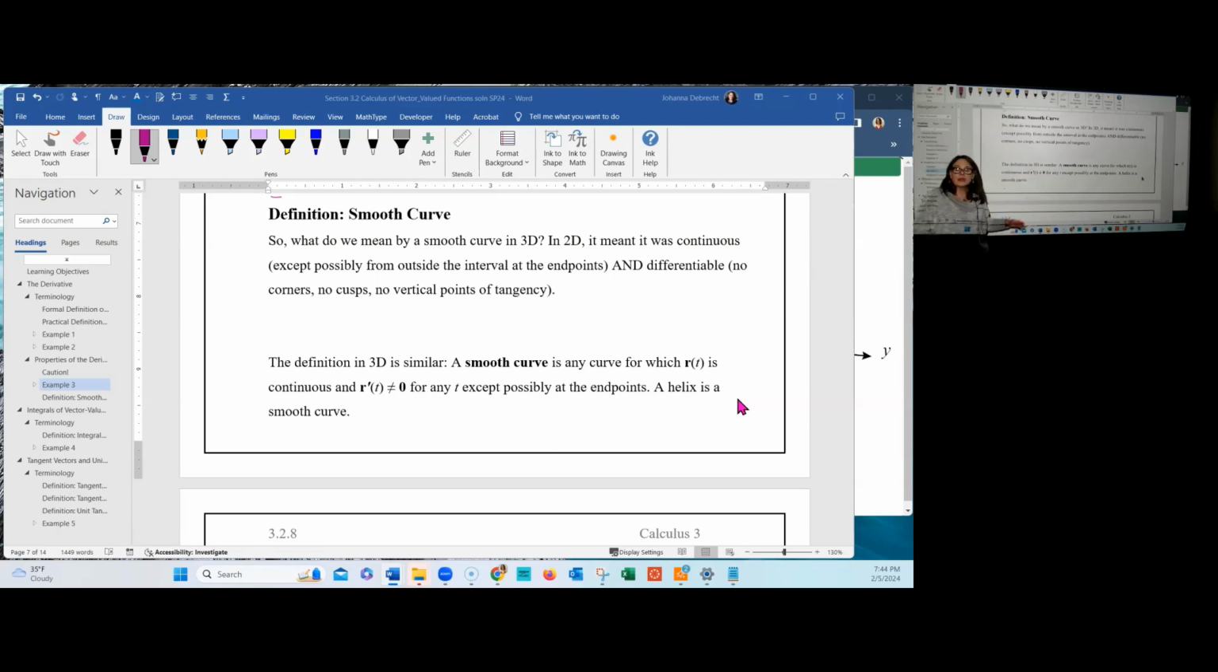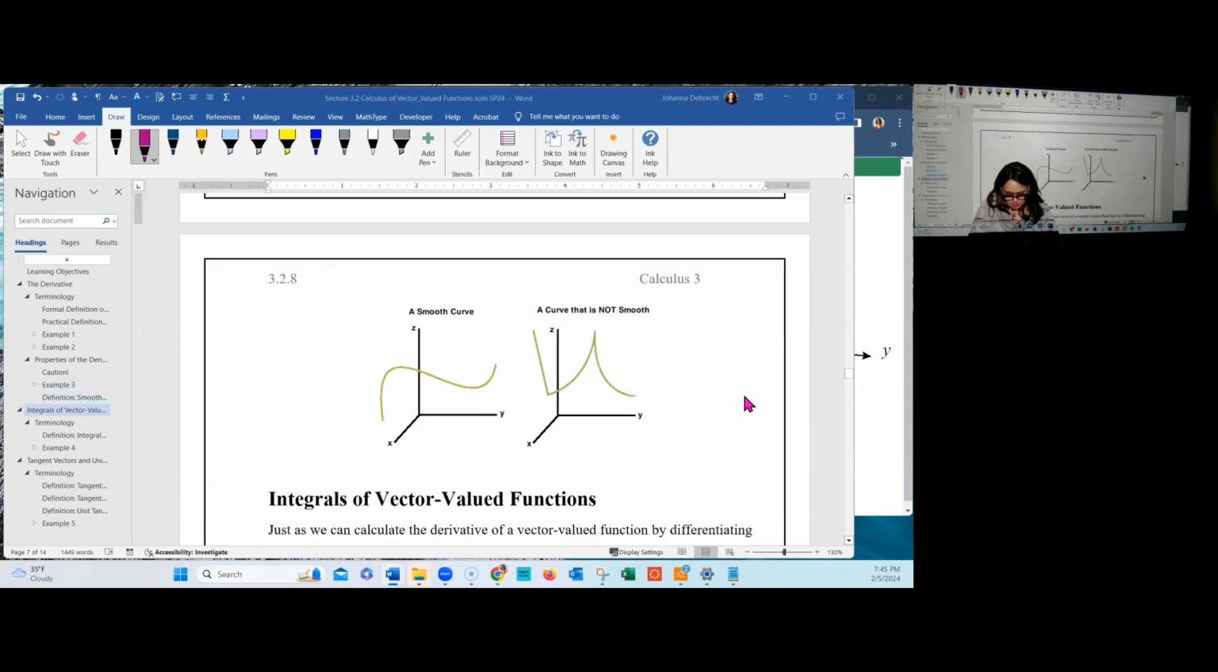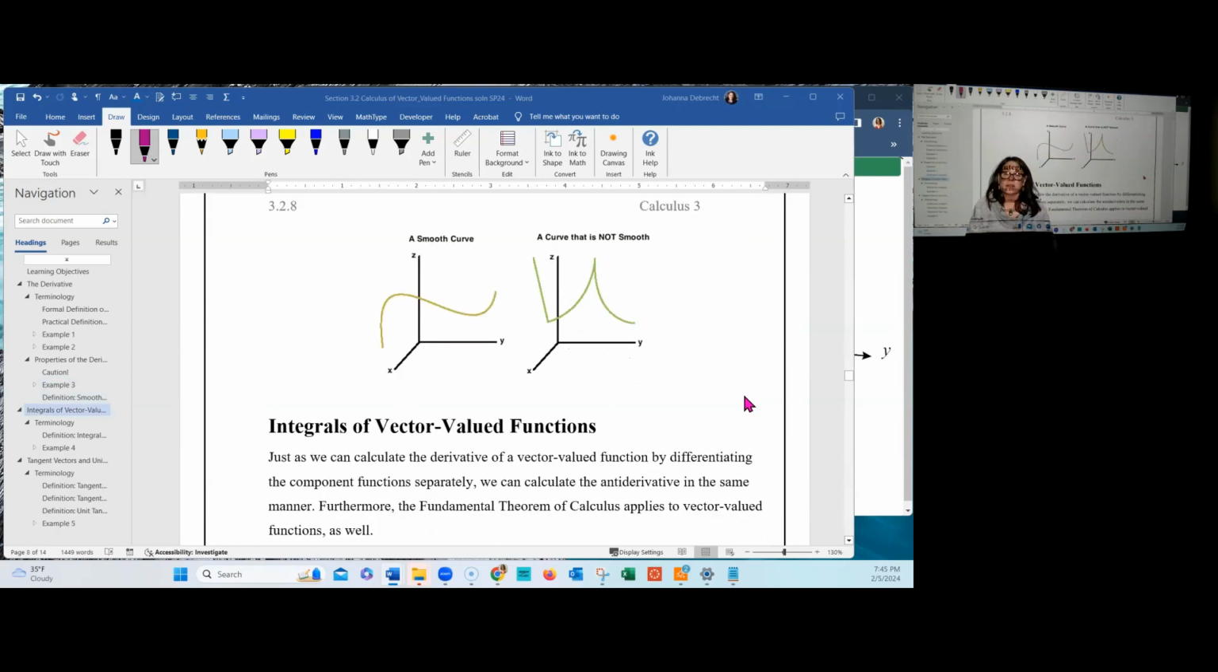So an example would be a helix or a slinky. If you think about it, the slinky is smooth, right? There's no pointy parts to it. So we have a good idea of what we mean if we're looking at a picture. It's a little bit more complicated to make it mathematically precise. But again, in 3 dimensions, that means that r of t, the vector valued function, is continuous, and the derivative of it is not the zero vector, which basically means it has a tangent vector that points in a given direction. All right, if the tangent vector was the zero vector, it doesn't point anywhere and it points everywhere.